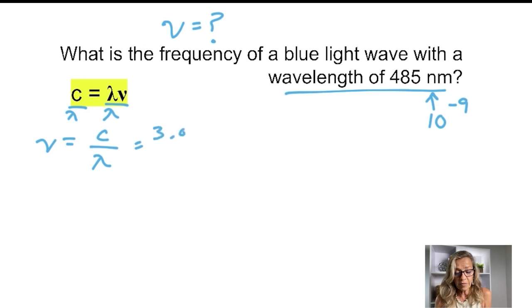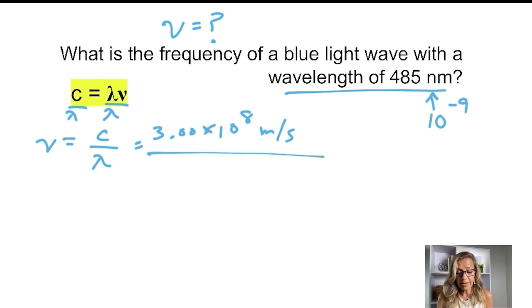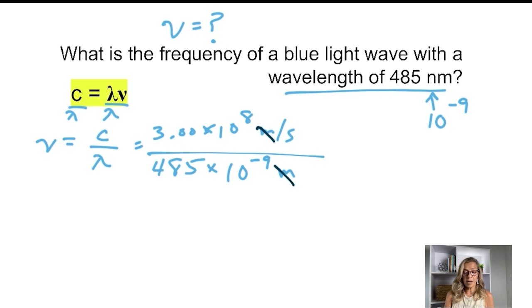So plug in your values. The speed of light is 3 × 10⁸ meters per second. And then the wavelength, I can't plug in the nanometers. I need to plug in meters so that it will cancel out in my equation. So watch this little trick. 485 nano means 485 × 10⁻⁹ meters. So I converted from nanometers to meters. Now what happens with my units? Meters on the top, meters on the bottom will cancel.